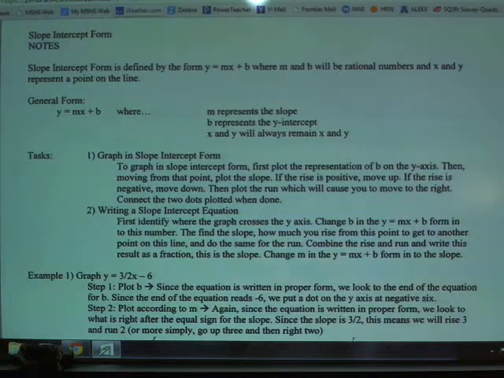These are the 8th grade notes over the concept of slope-intercept form. Now last week we covered point-slope and standard form, and this is a review of the final form of graphing, the one we tend to use most often, slope-intercept form.